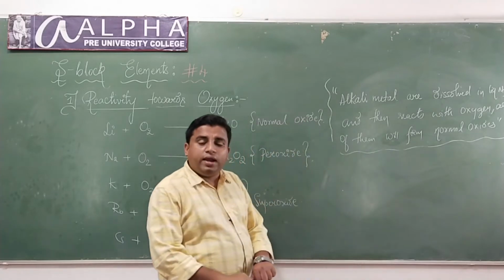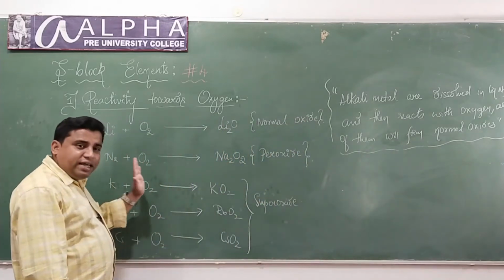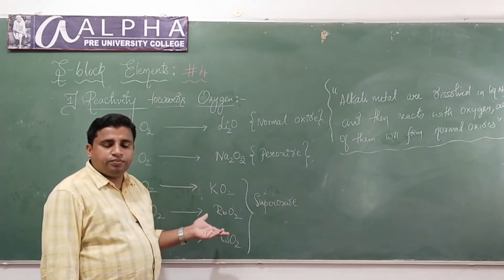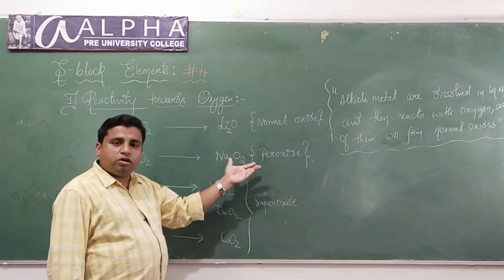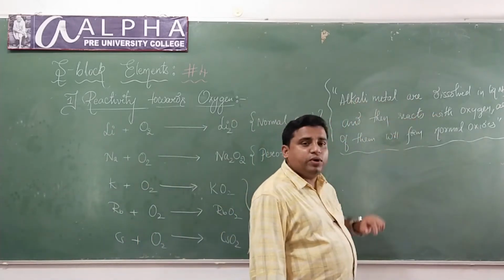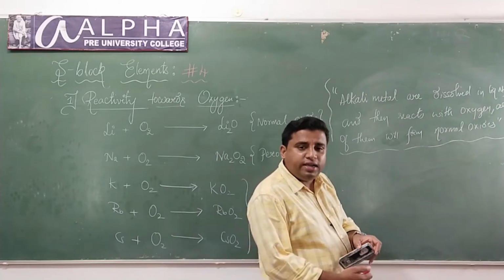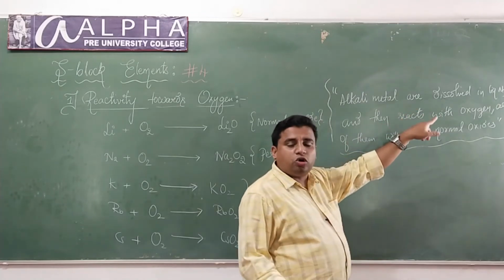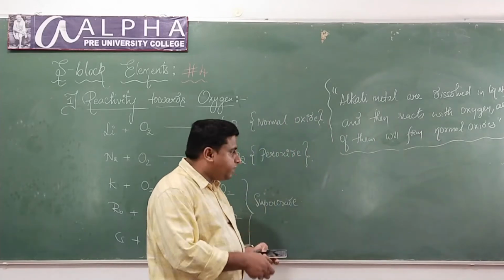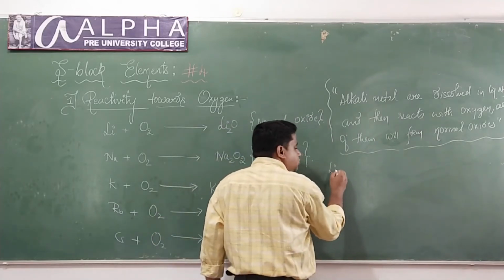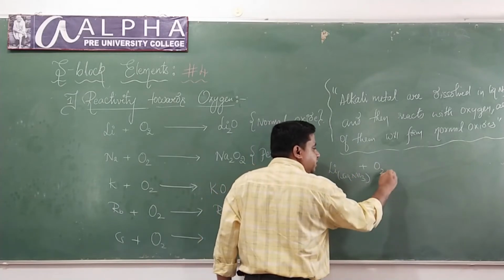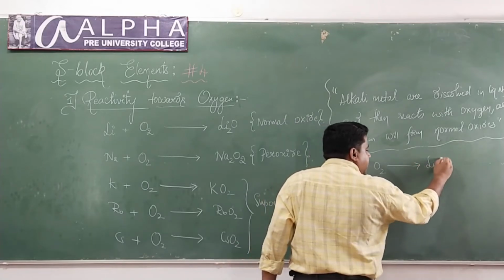I'm telling you, when alkali metals are directly reacting with oxygen, they form different types of oxides: normal oxide, peroxide, superoxide. But if alkali metals are first dissolved in liquid ammonia and then react with oxygen, all of them will form what? Normal oxides. That means when lithium dissolved in liquid ammonia reacts with oxygen, it forms normal oxide. What is the formula? Li2O.